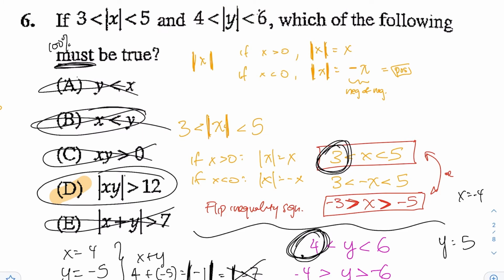So for number 6, it's important to guess and check. And you have to use the definition of absolute value, which is over here, as well as when you solve inequalities, you have to flip the inequality sign if you multiply or divide by negative numbers.